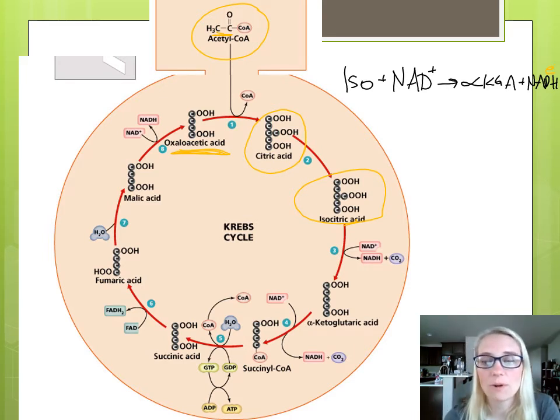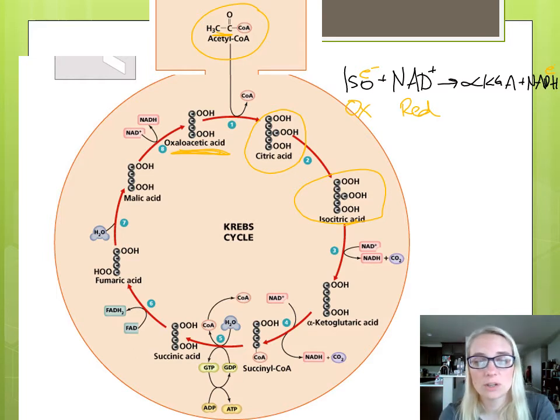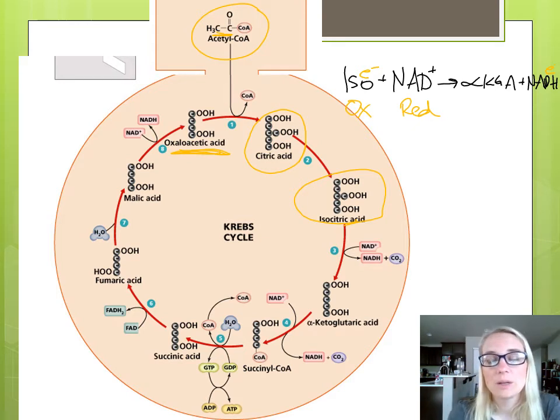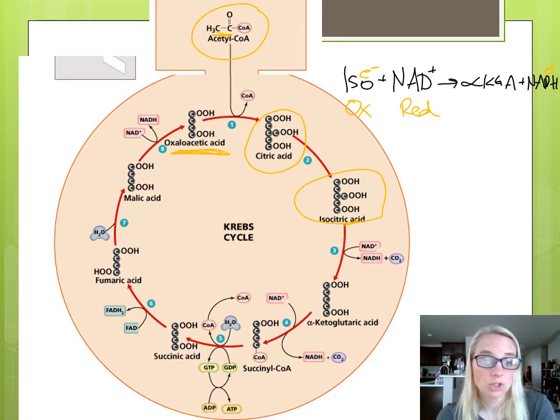So where did they come from? They had to have come from the isocitric acid. So isocitric acid got oxidized, NAD plus gets reduced, and it changes their identity. The isocitric acid gets oxidized into alpha ketoglutaric acid, and NAD plus gets reduced into NADH. We're just shifting those electrons.